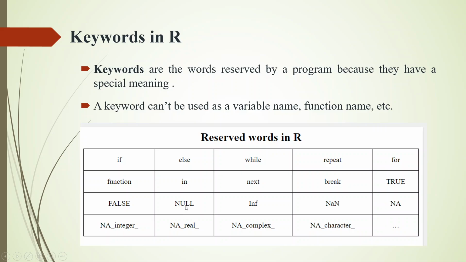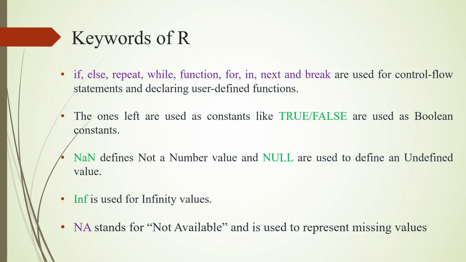And additionally here we have null, nan and na. These keywords are undefined keywords, and this is the infinity keyword. So these are the different keywords that are available in R programming. You see the if keyword and else keyword and repeat, while, function, for, in, next and break. All these keywords we will use in control statements and also in iterative statements, the control flow statements.